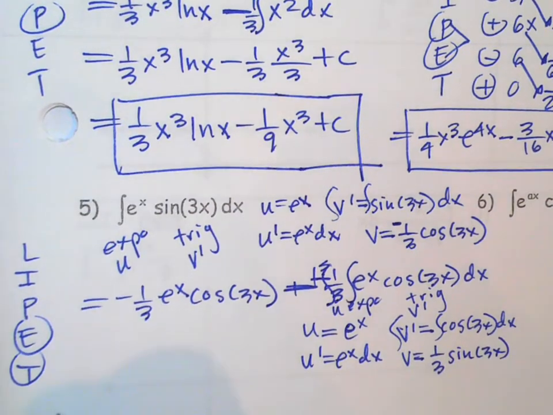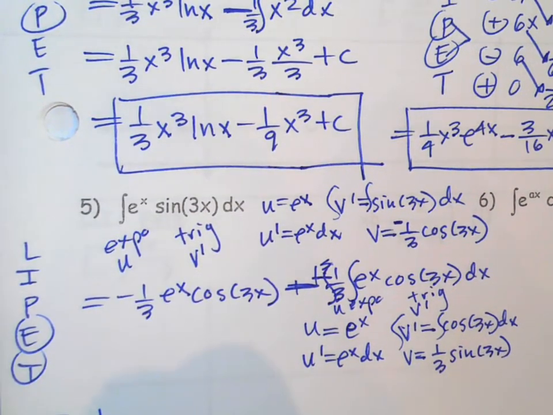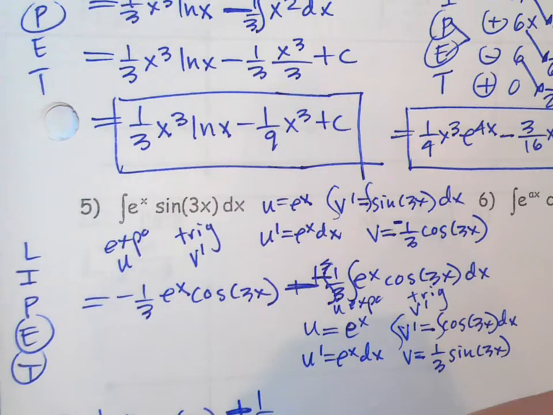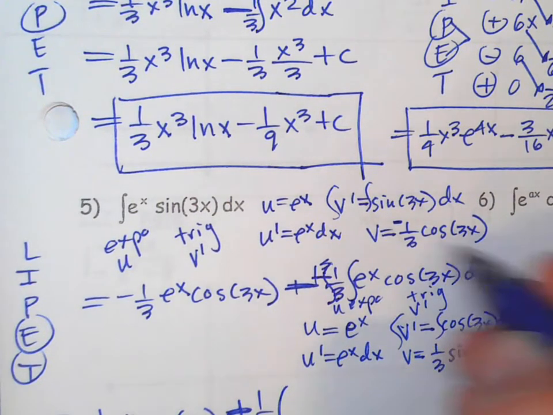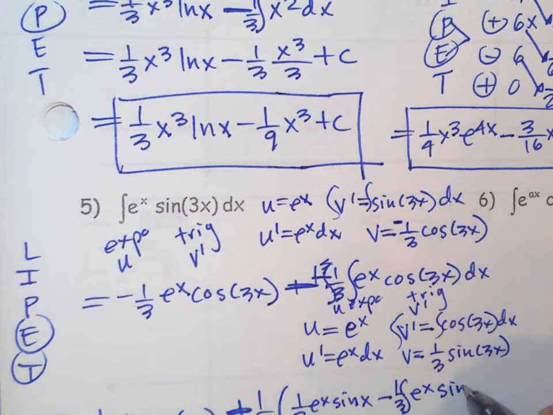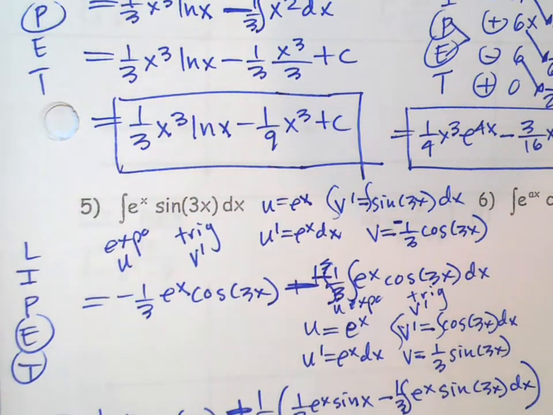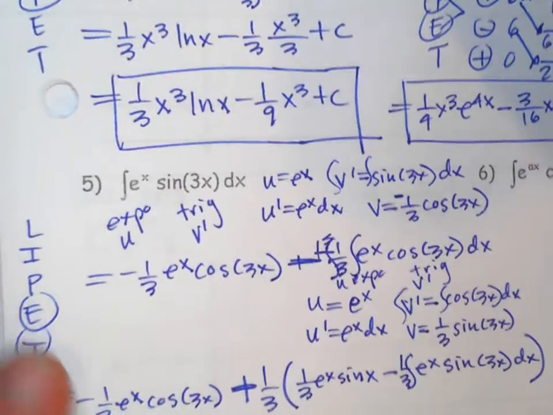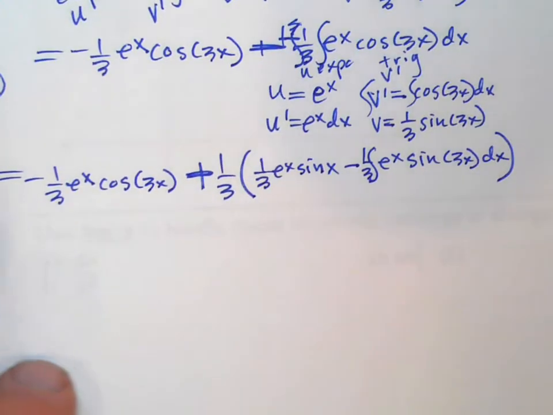Rewrite it. Negative 1/3 e to the x cosine 3x minus 1/3, actually plus 1/3, parentheses, all this stuff's got to go in parentheses. 1/3 e to the x sine x, uv minus the integral of the two new things, and put the 1/3 in front, e to the x sine 3x dx. So that's what we have so far.